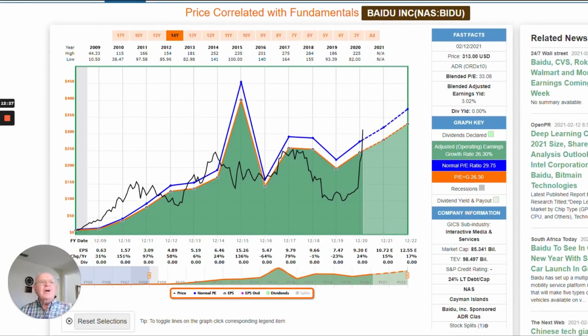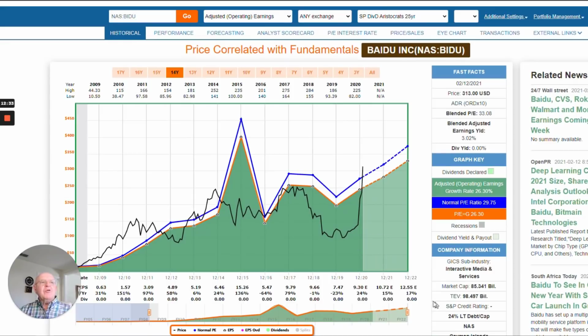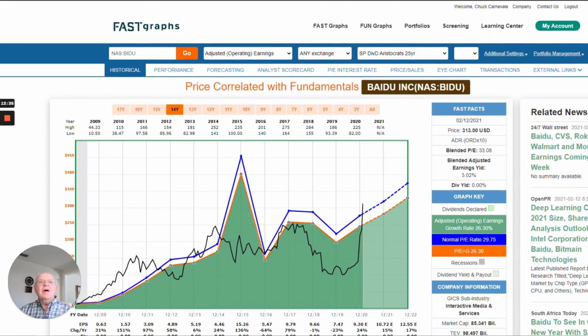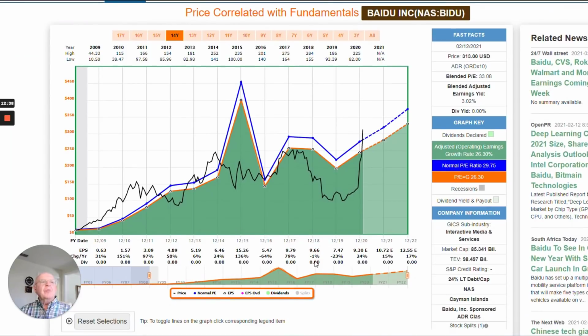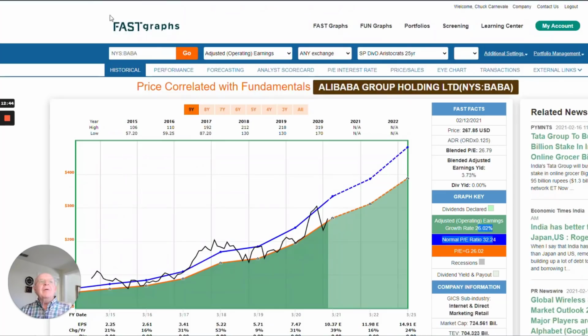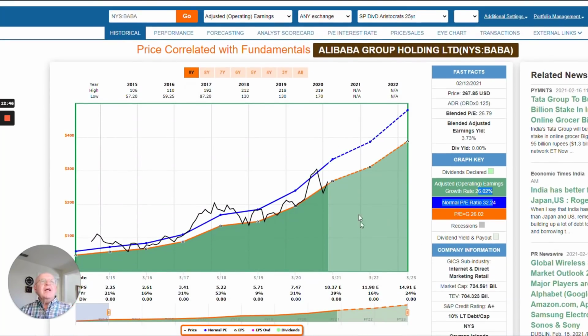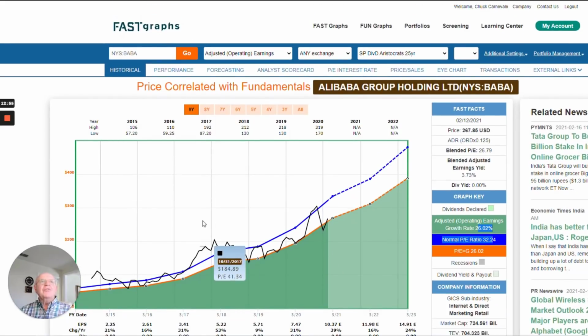These are both growth stocks. Baidu only has 24% long-term debt to capital, does not have a credit rating. That simply means they didn't apply for one, so Standard & Poor's doesn't give one. It's a $98 billion total enterprise value, $85 billion market cap. In contrast, you're looking at Alibaba, a much bigger company at $724 billion in market cap, total enterprise value of only $704 billion, almost approaching $1 trillion. Two very interesting companies in the Chinese sector.